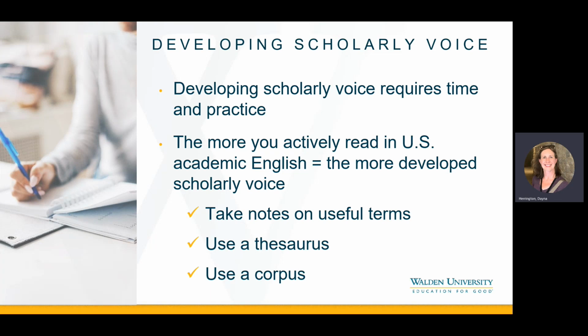A few general strategies for improving scholarly voice include taking notes on useful terms used in your field of study, using a thesaurus to expand the vocabulary used in your writing, and using a corpus, which is a large collection of texts, to search and learn about academic phrasing and formulaic phrases and expressions. For more on using a corpus, visit the Form and Style website to find a short video on using a corpus to revise for grammar and scholarly voice, as well as the Smart Guide on using a corpus.